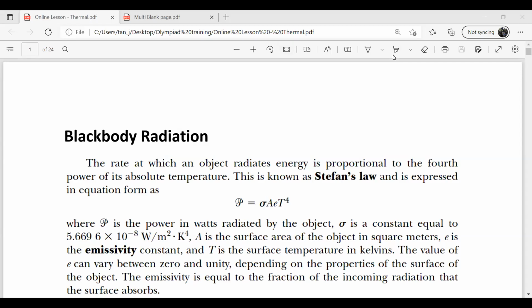So today we'll be going through black body radiation. This is an online recording, so I can't see any of your faces. If you have any questions or you're not sure, just try to understand, okay? So the first part is on black body radiation, let's just go through.